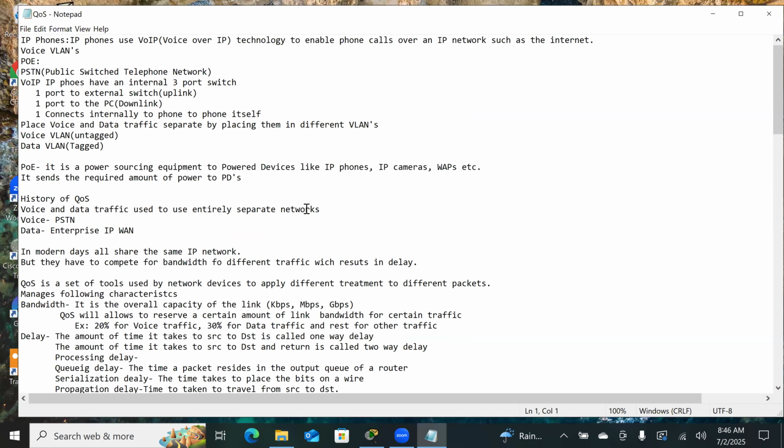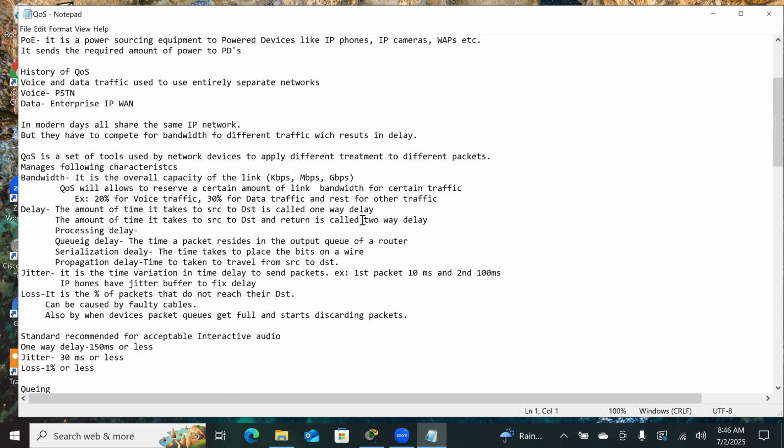Okay. Now we'll go with the quality of service. Where have you seen this quality of service? I think we discussed something about this quality of service in some of the headers. What are those? Which headers?